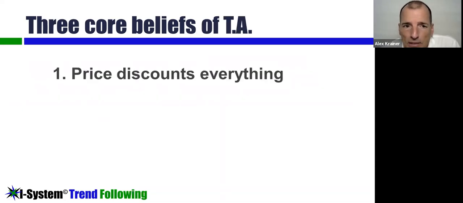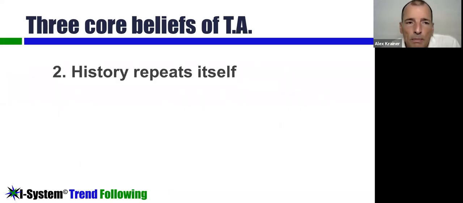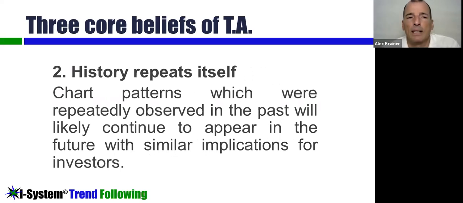The belief that price discounts everything is the assumption that all information that is known and relevant to the value of some security is already reflected in its price. That's not too terribly controversial because it's essentially the same belief that's held by the efficient market hypothesis. The second belief is that history repeats itself. This one is a bit more controversial, but basically technical analysts believe that chart patterns which were repeatedly observed in the past will likely continue to appear in the future with similar implications for investors.